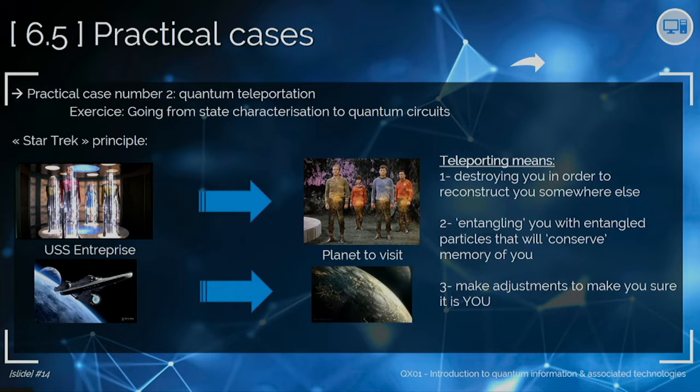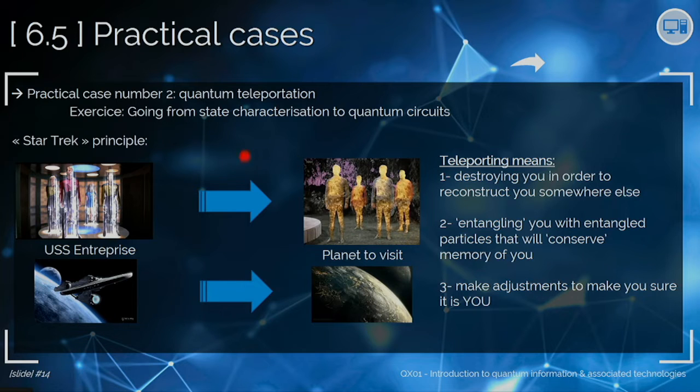So that's a first principle. That means that in order to move a state from one place physically to another, you need to destroy the system in the first place in order to reconstruct it somewhere else. The same system cannot be in two places at the same time. Okay, that's the first thing.